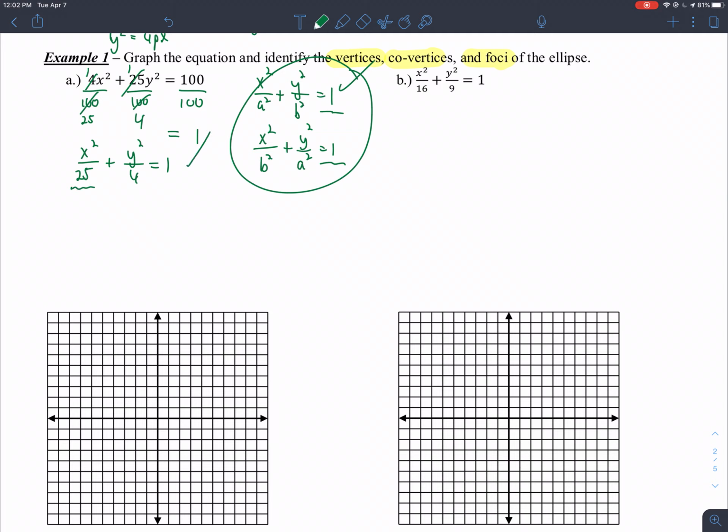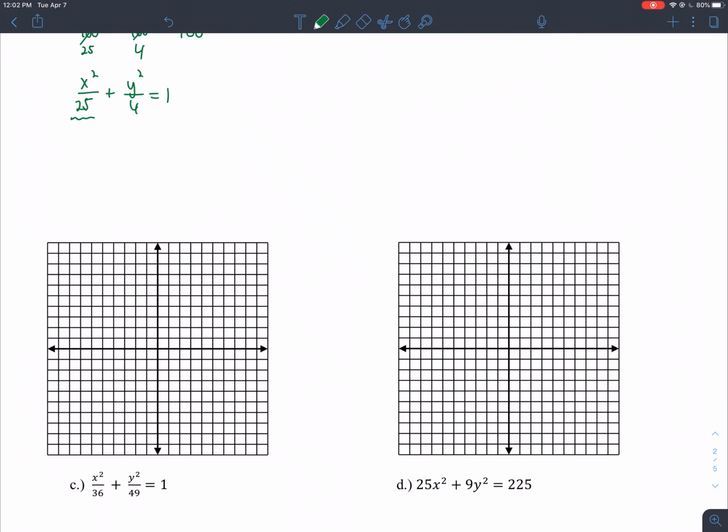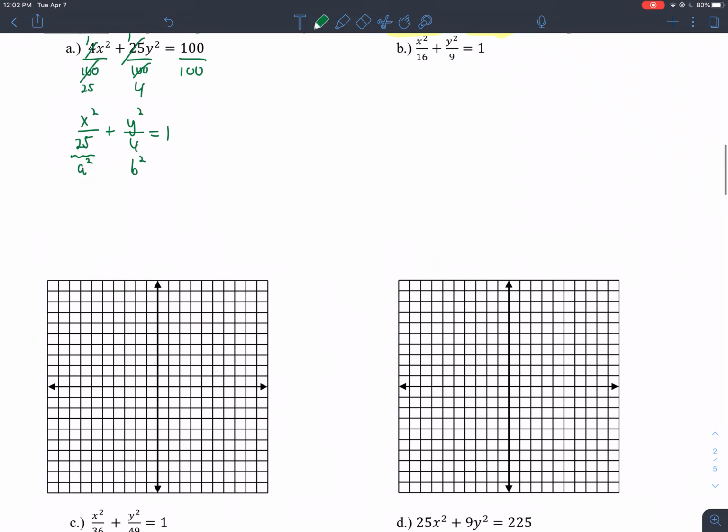Now I have something that looks like one of these, and I see that this number is bigger, so it looks like the first one. Let me erase all this writing. It means if the number under x squared is bigger, then it's a horizontal major axis, a horizontal ellipse. The bigger number is what we call a squared, the smaller number is what we call b squared, and I can use that to totally draw my ellipse.